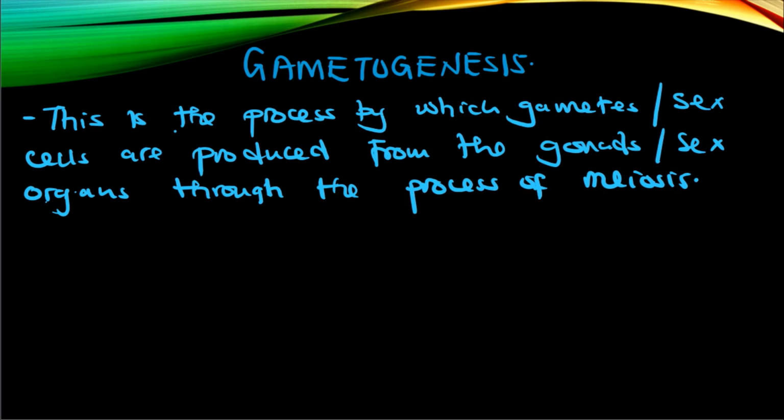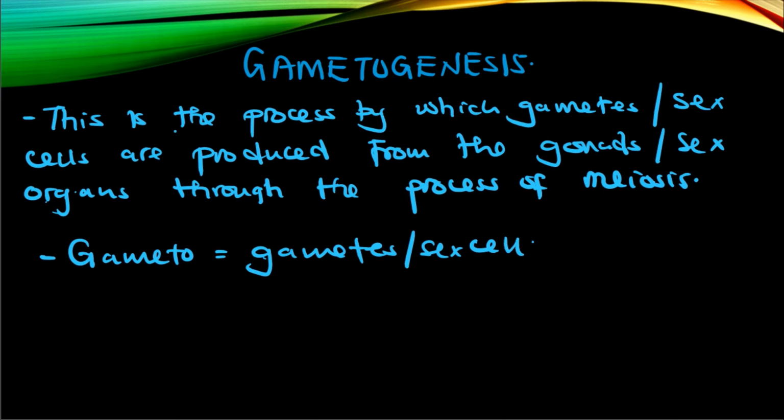Okay. So gametogenesis is just made up of two words. Gameto is from gametes. Gametes are sex cells. And then genesis is simply the start or the production. So you see that the definition in itself is in the name. The production of sex cells is what is known as gametogenesis.